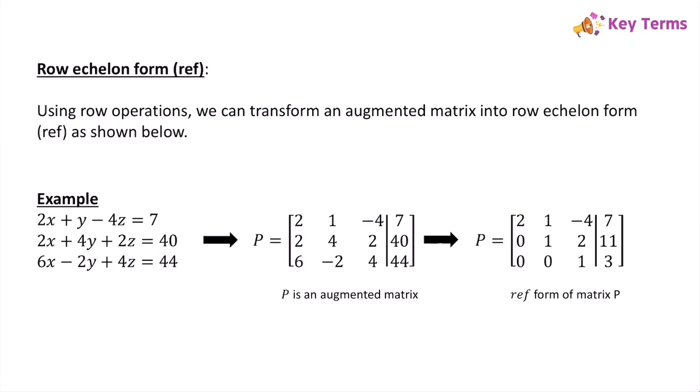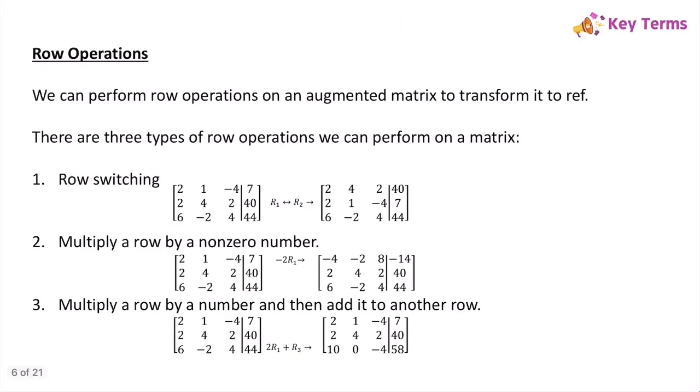Remember, what row echelon form means is that we have this triangle of zeros in the bottom left corner of our matrix. And remember, we discussed that how to do this is to perform row operations. So remember that there are three types of row operations that we can use to transform our matrix.